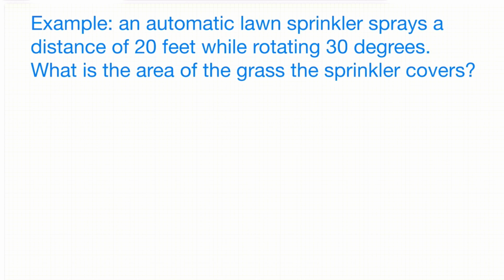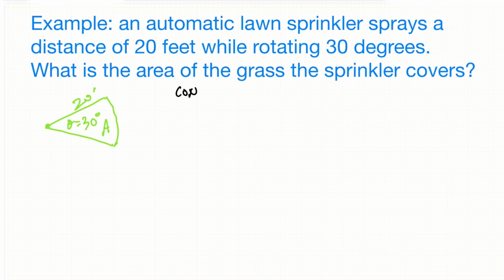Now let's do an example where we're going to find the area of a sector. So we have an automatic lawn sprinkler which sprays at a distance of 20 feet while rotating 30 degrees. What is the area of the grass the sprinkler covers? So let's draw a diagram here. There's our sprinkler. We know it's 20 feet, and we know theta is equal to 30 degrees. So that's the area we want to find out. How much grass are we getting wet with our lawn sprinkler system? It's a real, valid, real world question.